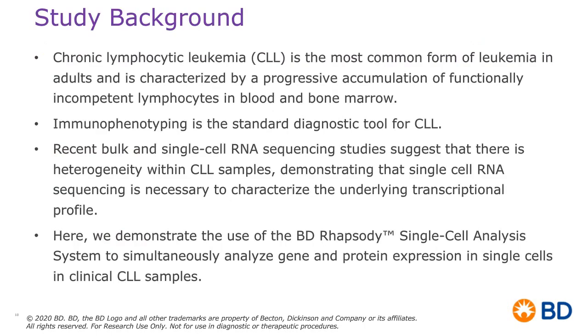So the samples that we've chosen in this particular experiment are to apply this technology, both single cell flow cytometry cell sorting, combined with the single cell multiomics platform followed by analyses. We're using chronic lymphocytic leukemia as our model system. CLL is the most common form of leukemia in adults. It's characterized by a progressive accumulation of functionally incompetent lymphocytes in both the blood and bone marrow.